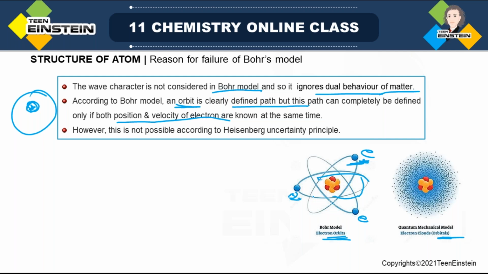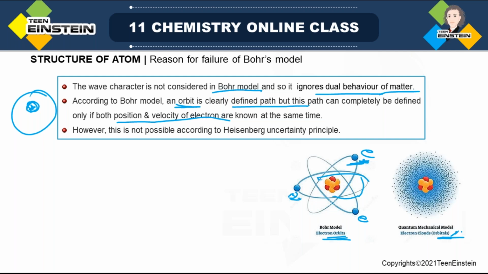Simultaneously, position and velocity we cannot determine, and that is the reason this type of fixed path is not possible. So all you can talk about, at most, is the probability of finding the electron in a particular space, and that concept gives you a new term, which is orbital. Orbit is a fixed path, which we use in Bohr's model, but orbital is all about probability, because you do not know the exact position of the electron with time.